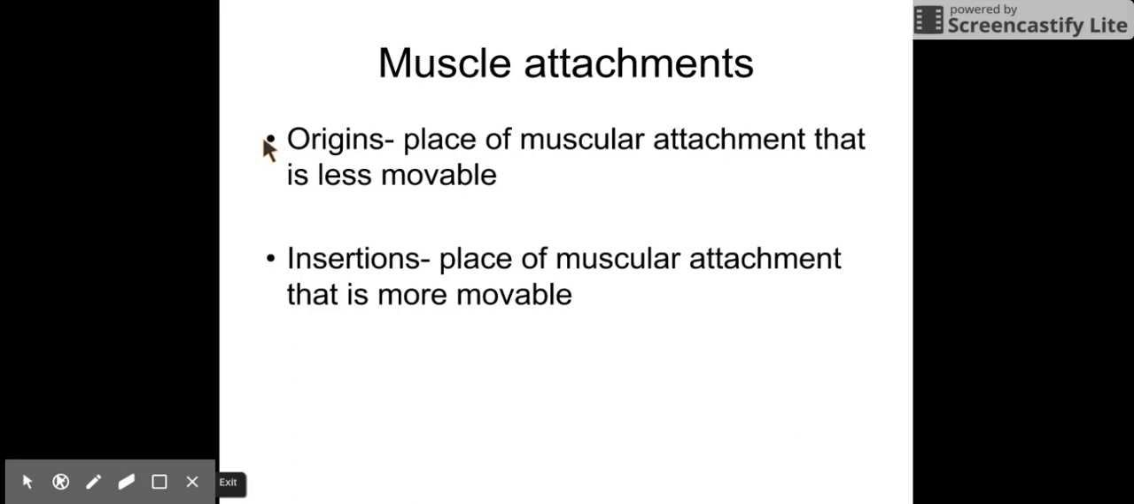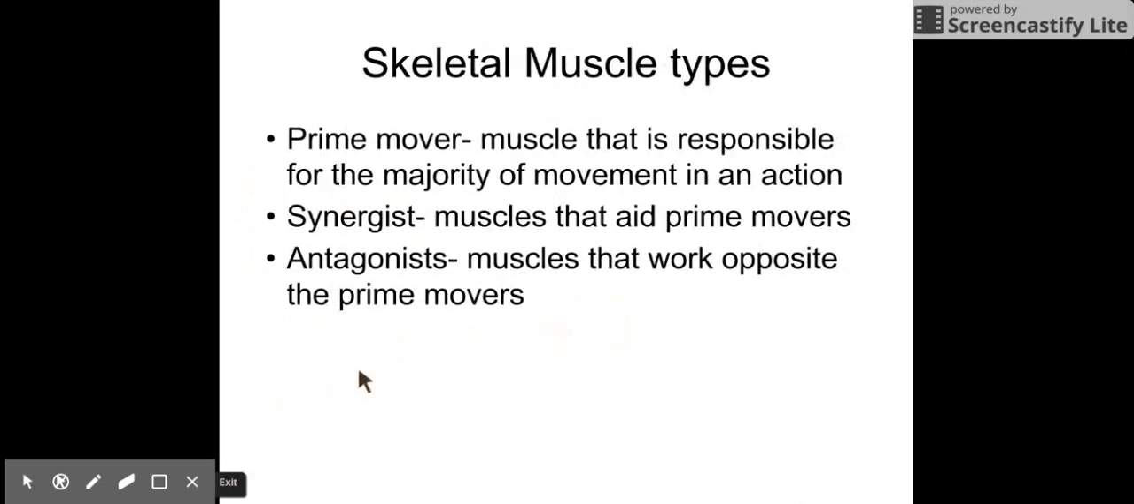And if you think of your arm bending at the elbow as flexing at the elbow, you can imagine your upper arm is not moving, but your lower arm is. It's being pulled towards your upper arm. So that's where your insertion is on your lower arm, and your origins are on the upper arm. So remember that less movable and more movable relationship.